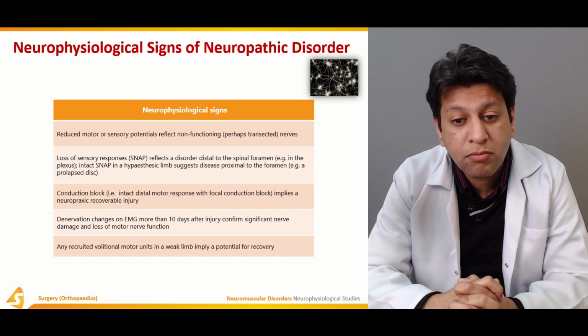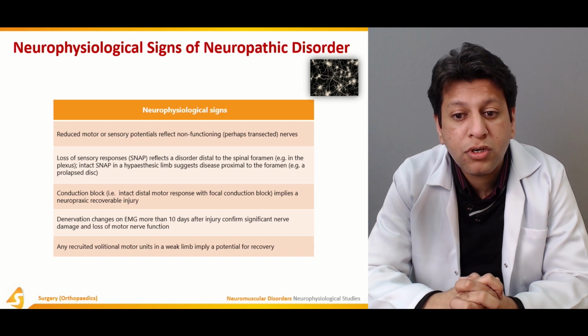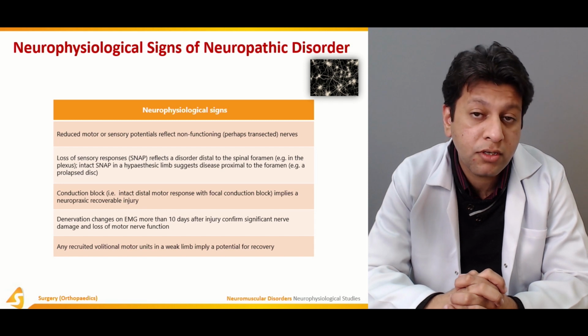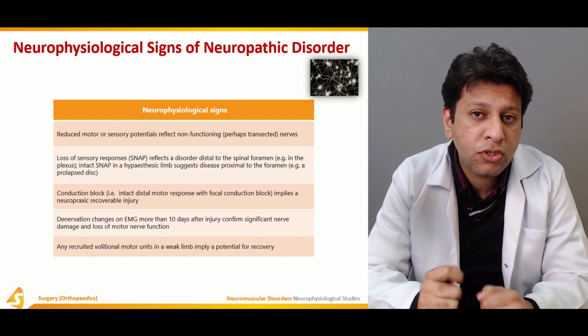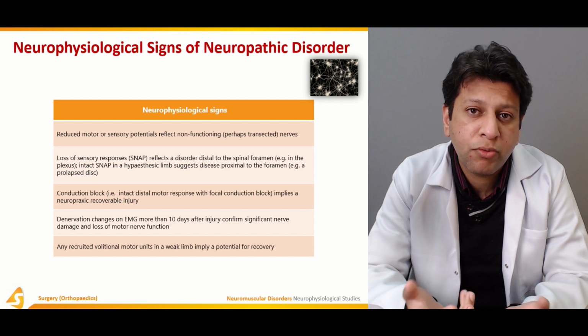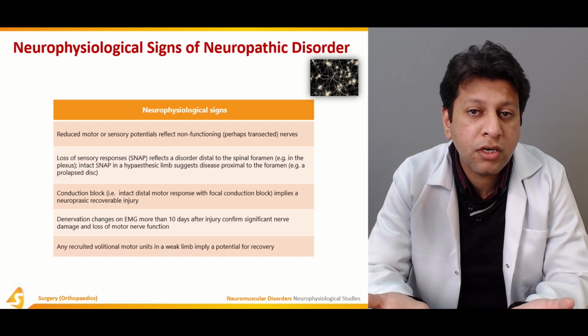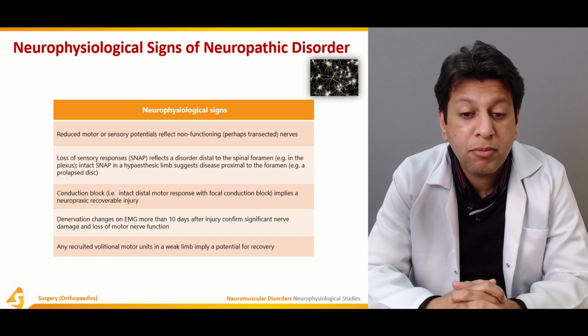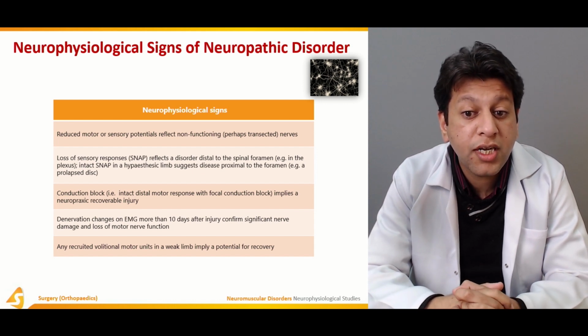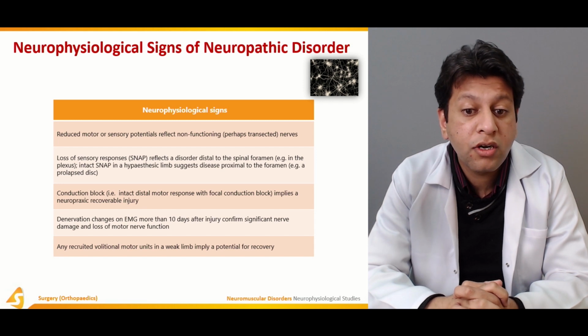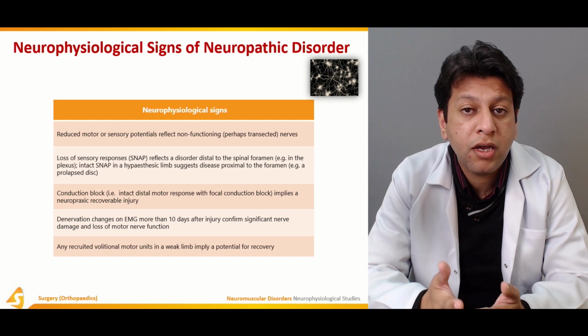Then there may be a conduction block. For example, an intact distal motor response with a focal conduction block implies a neuropraxic, recoverable injury. For example, tourniquet palsy usually results in neuropraxia. Probably there is something wrong at this time, but usually the nerve would regenerate and recover properly. There may be denervation changes on EMG more than 10 days after the injury, to confirm the diagnosis of significant nerve damage and loss of motor nerve function. Any recruited volitional motor units in a weak limb may imply a potential for recovery.